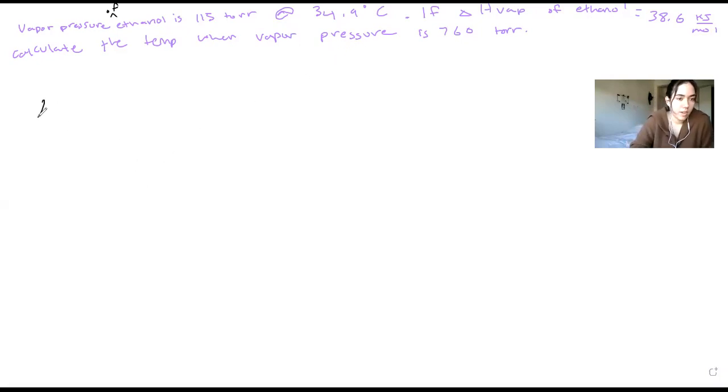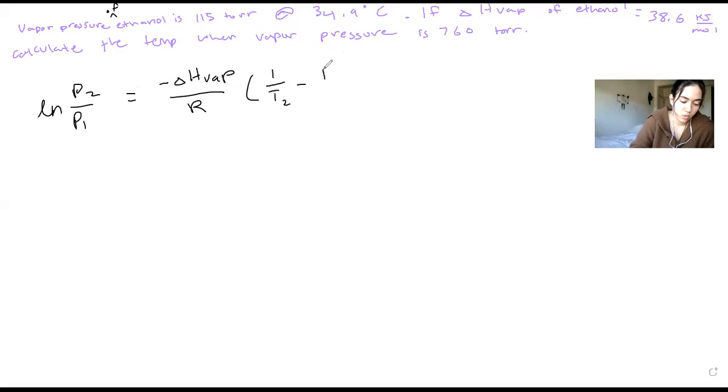So first, let's just write the equation. This is the Clausius-Clapeyron equation. This is one version of it. It can be rearranged many different ways, but I like this version. You only need to know one version to do it correctly.